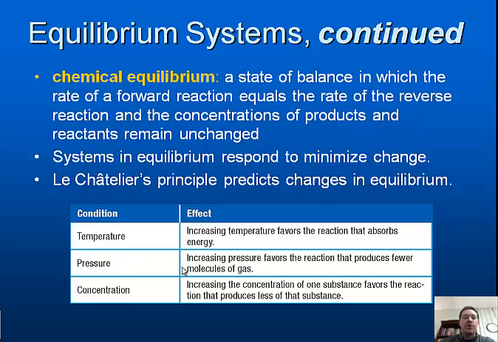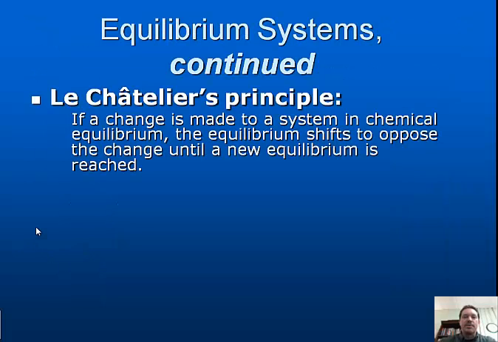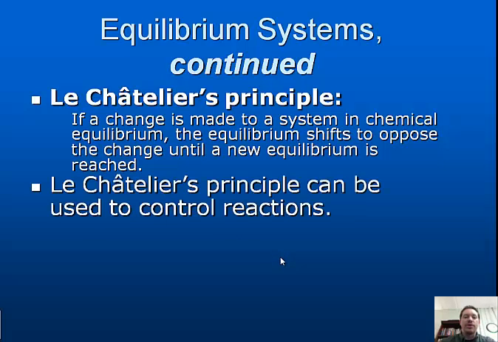The next condition is pressure. Increasing pressure favors the reaction that produces fewer molecules of gas. Concentration is the next condition. Increasing the concentration of one substance favors the reaction that produces less of that substance. So those are just some of Le Chatelier's assumptions. So Le Chatelier's principle: if a change is made to a system in chemical equilibrium, the equilibrium shifts to oppose the change, and then a new equilibrium is going to be reached.